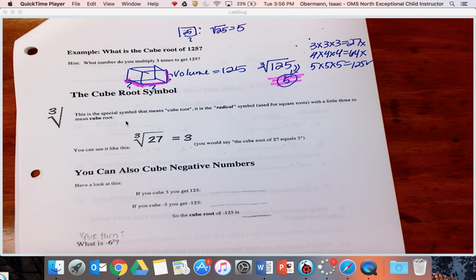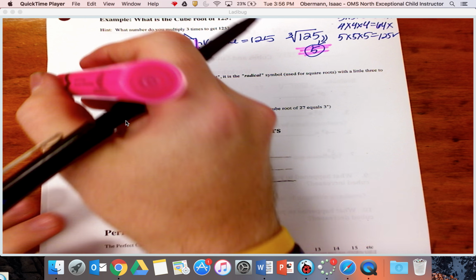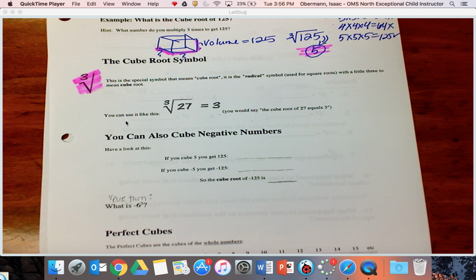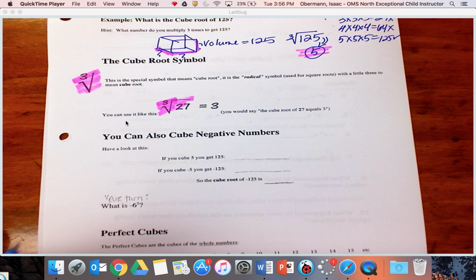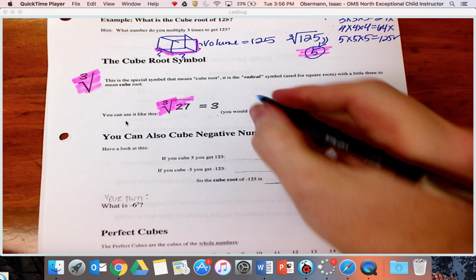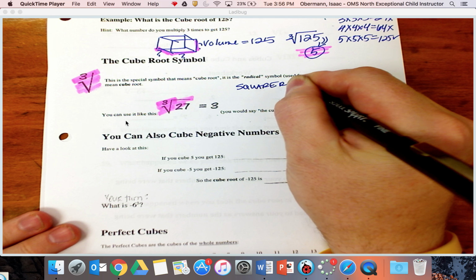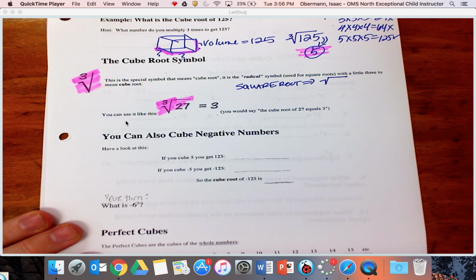Okay? Now you probably have seen me write that funny symbol down. It's called the cube root symbol, and this is what it looks like right there. The only real difference between this and a square root symbol, which I'm going to show you, is that a square root symbol doesn't have the little 3.